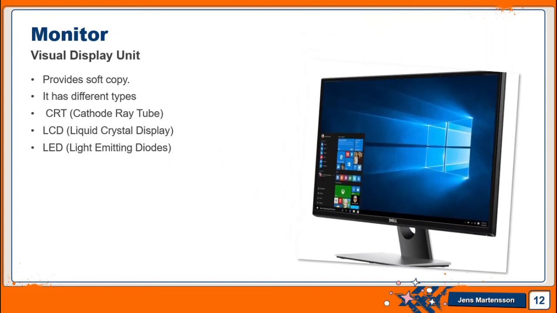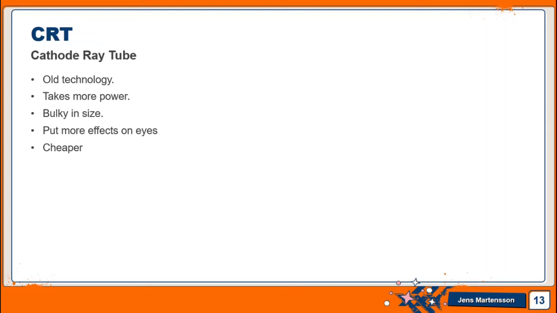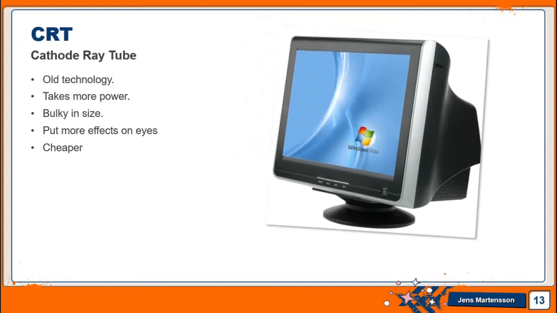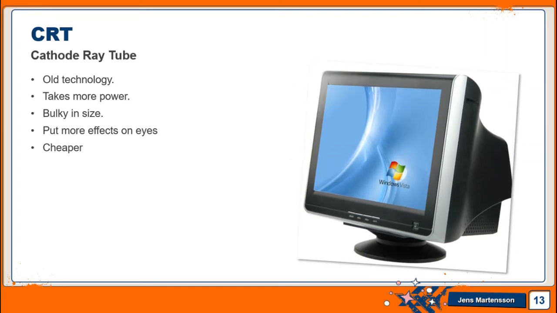So this is the photo of a monitor. CRT, cathode ray tube. This is old technology. It takes more power. If you talk about the size, it's bulky, bigger in size. It takes much space on the desk. It puts more effect on the eyes. If you watch the monitor continuously, there will be a chance to damage your eyes. It's cheaper compared to the latest monitors. You can see that is a CRT monitor.